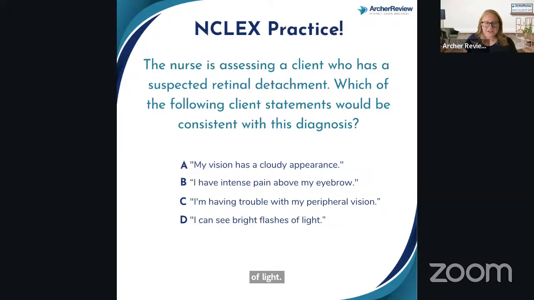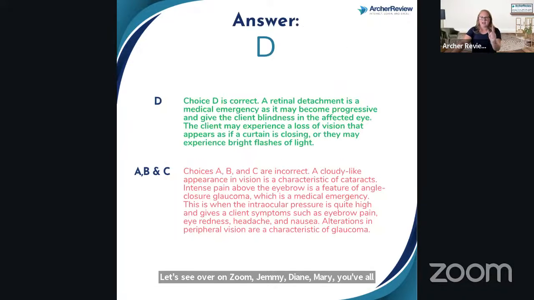Oh, good. Christine's got it. Liddy's got it. Jason's got it. Let's see over on Zoom. Jemmy, Diane, Mary, you've all got it. You know this. D, bright flashes of light.